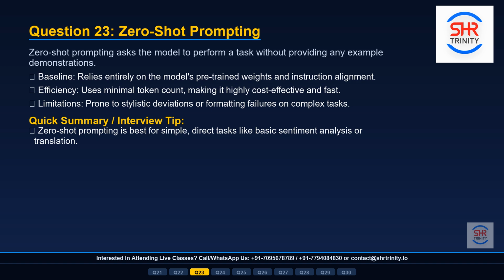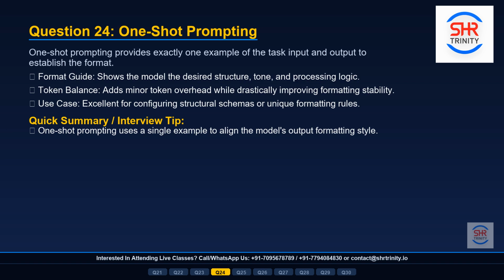Question 24. What is one-shot prompting? One-shot prompting is a technique where you include exactly one example of the completed task within the prompt context before providing the actual query. This example acts as a template for the model, showing it the desired output format, tone, and length. For example, if you want to extract names, you show one raw text and the corresponding extracted list, then follow with your target text.